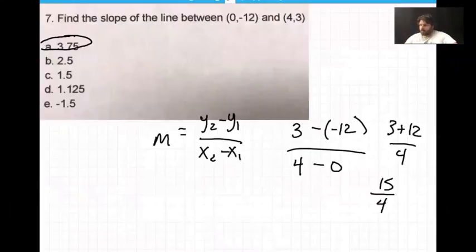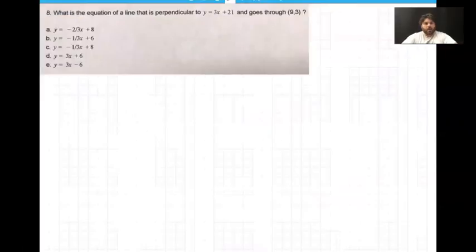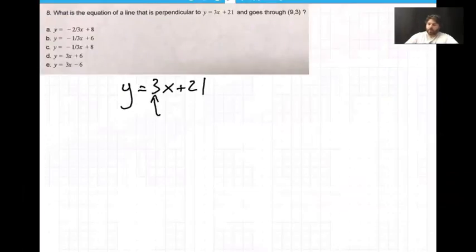All right, good. What is the equation of a line that is perpendicular to y = 3x + 21 and goes through the point (9, 3)? All right, so equation of a line perpendicular to this. When we write this line, 3x + 21, the slope is 3.